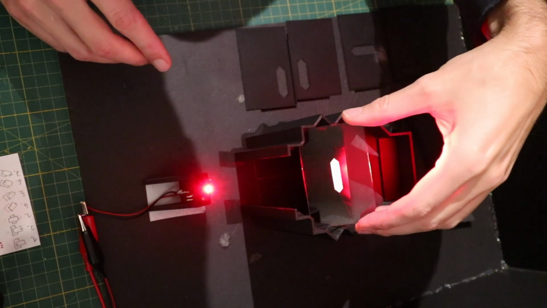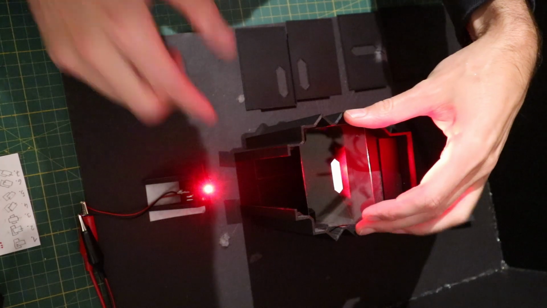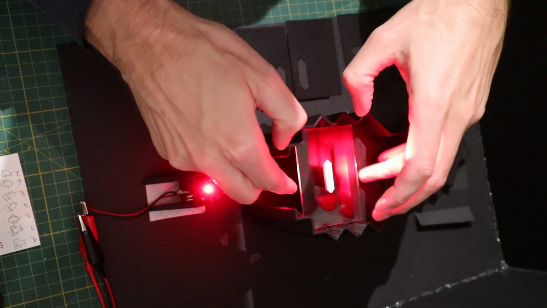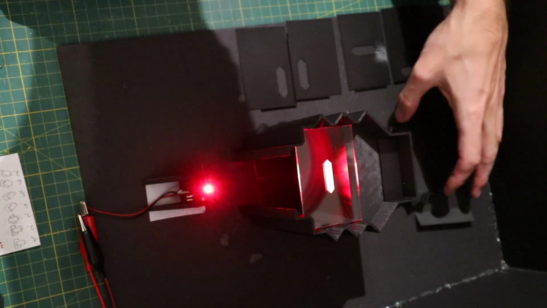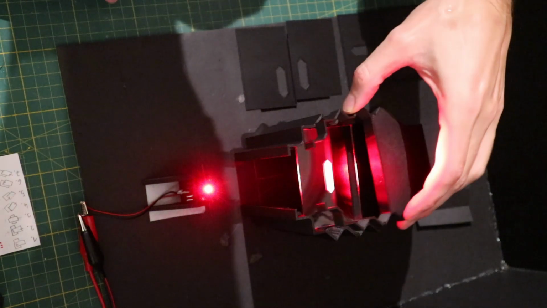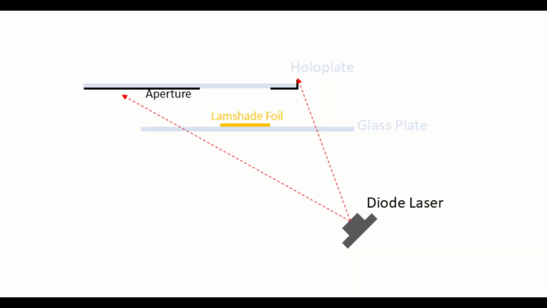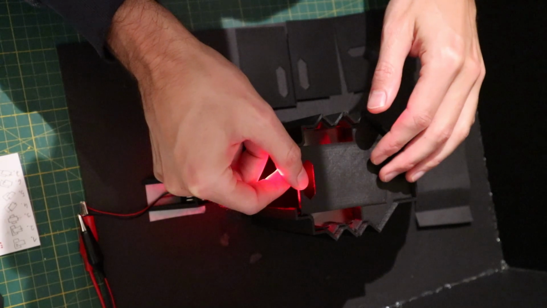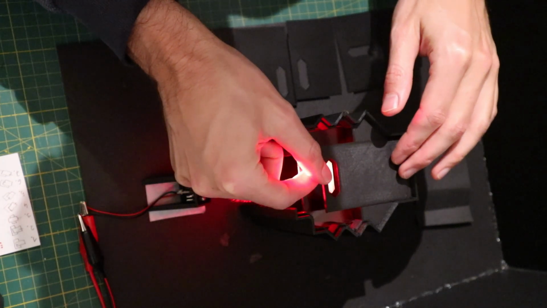Below the holographic plate, a glass plate with a piece of lampshade foil is placed. The back illuminated foil is the object of which the hologram is recorded. Again, each segment is recorded separately in a different region of the same holographic film, and an aperture is used to block the light in other regions.